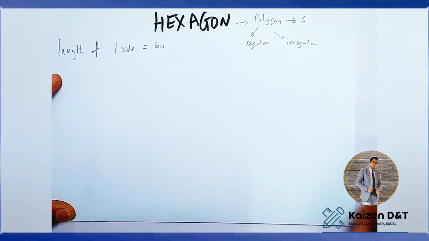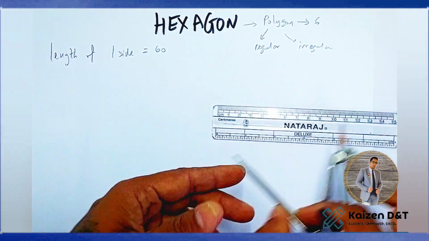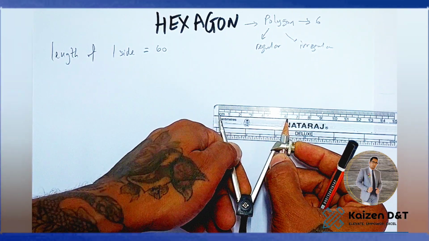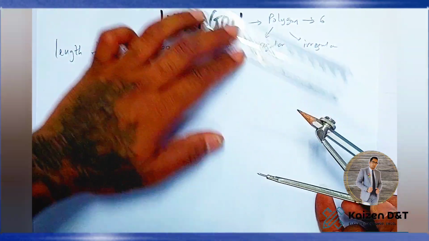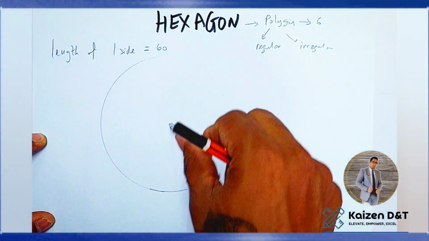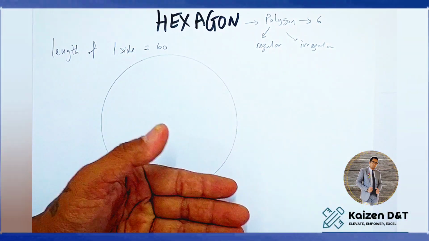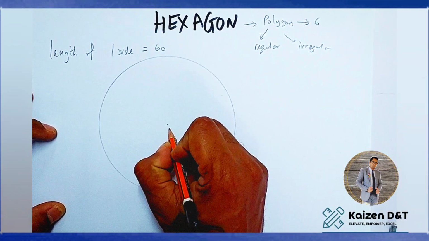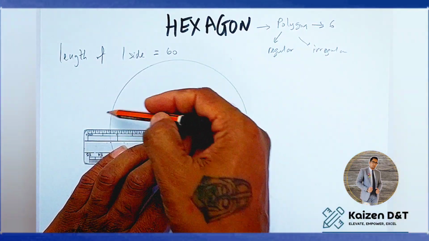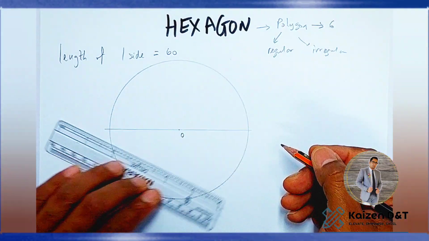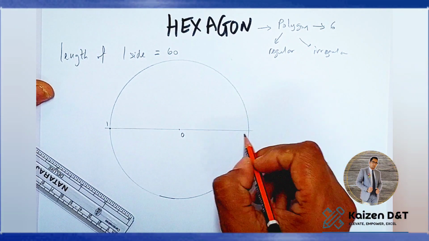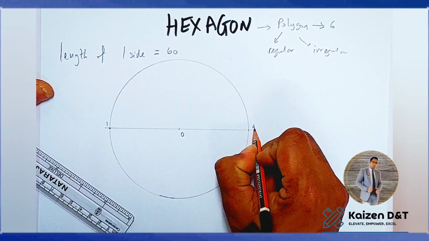So what do we do in this? So first of all, what you do is that you take your ruler, you measure 60 millimeters on the ruler, and then you draw a circle. Once you have drawn the circle, this center, we're going to call it O. What you're going to do next is that you're going to draw a horizontal line across this center. Now we are going to call this point 1, and we are going to call this point 4.